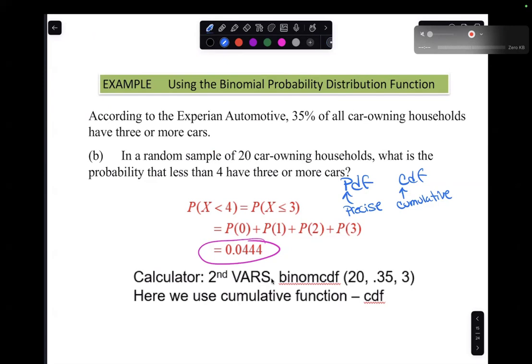Okay. So this would be unusual. Since the probability is less than 5%, this would be unusual. We're sticking with that. We're not going to ever throw that away. If something happens less than 5% of the time, it is considered unusual.